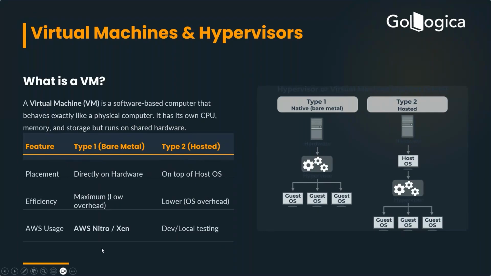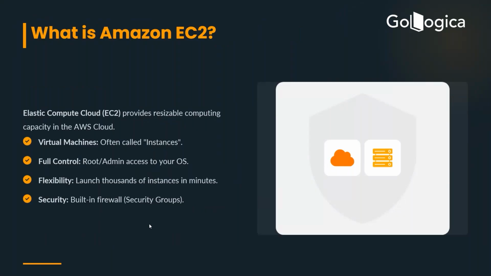And the type 1 hypervisor, in AWS, generally they are using AWS Nitro. This is for modern instance types. They are using Nitro, and they also have Xen. So these are very commonly used type 1 hypervisors in the AWS cloud environment.